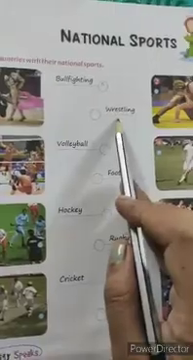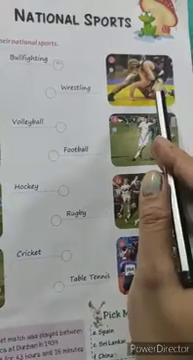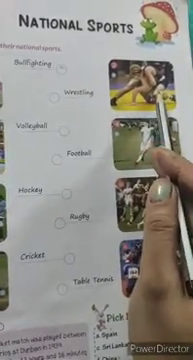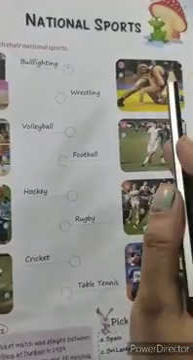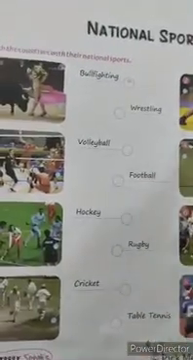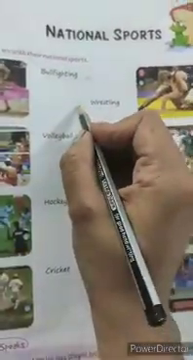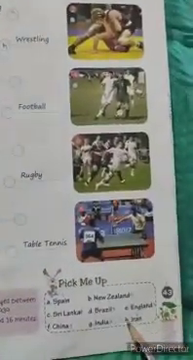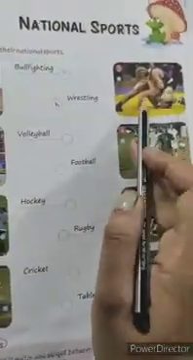Now the second one is wrestling. In this picture you can see that two wrestlers are fighting with each other without any equipment. Means they are fighting with their hands. There are some rules for wrestling. Wrestling basically is the national sport of Iran. It is the national sport of Iran. So we will write over here H, because H is given in this clue box. So wrestling is the national sport of Iran.